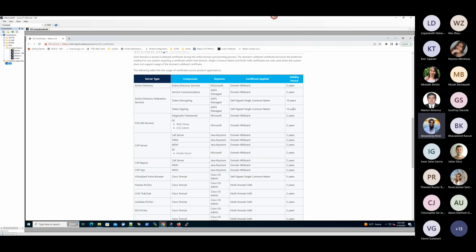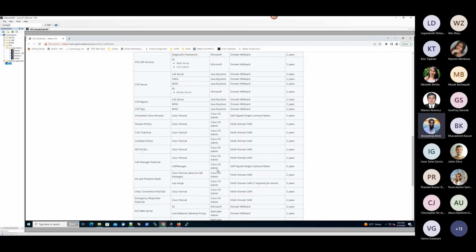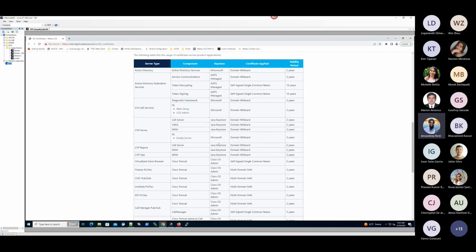Ignore this. This has changed since it was initially written. So it's not 2 years. It's 1 year for any of the domain wildcards or multi-SAN certificates. But this list here is good for you to look at and determine what type of cert should be in use for your given application, right?